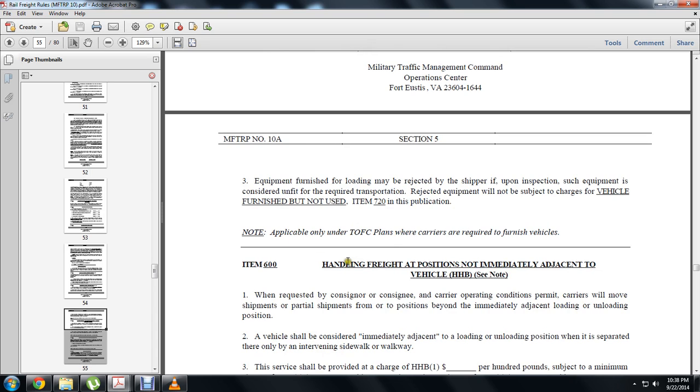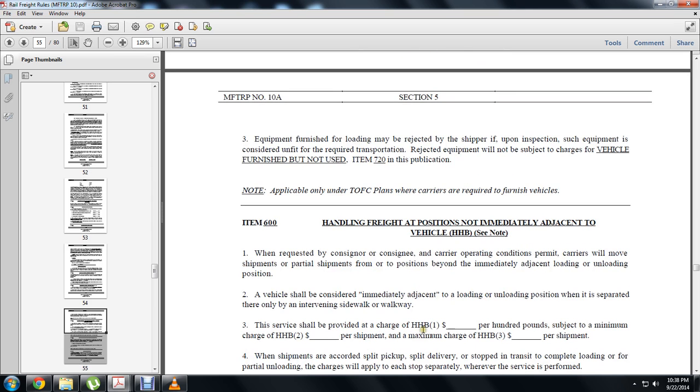Handling freight in the position immediately adjacent to the vehicle's HHB, and when requested by the consignor or the consignee, carrier operation conditions apply, and carriers will move the shipments from the position beyond the immediately adjacent loading and unloading positions. Loading and unloading positions of vehicles shall be considered immediately adjacent unless separated by more than an intervening sidewalk and a walkway. The service is provided by the HHB, numbers per hour per 100 pounds, subject to the minimum charge of the HHB 2 per shipment and the maximum charge of the HHB 3 per shipment.